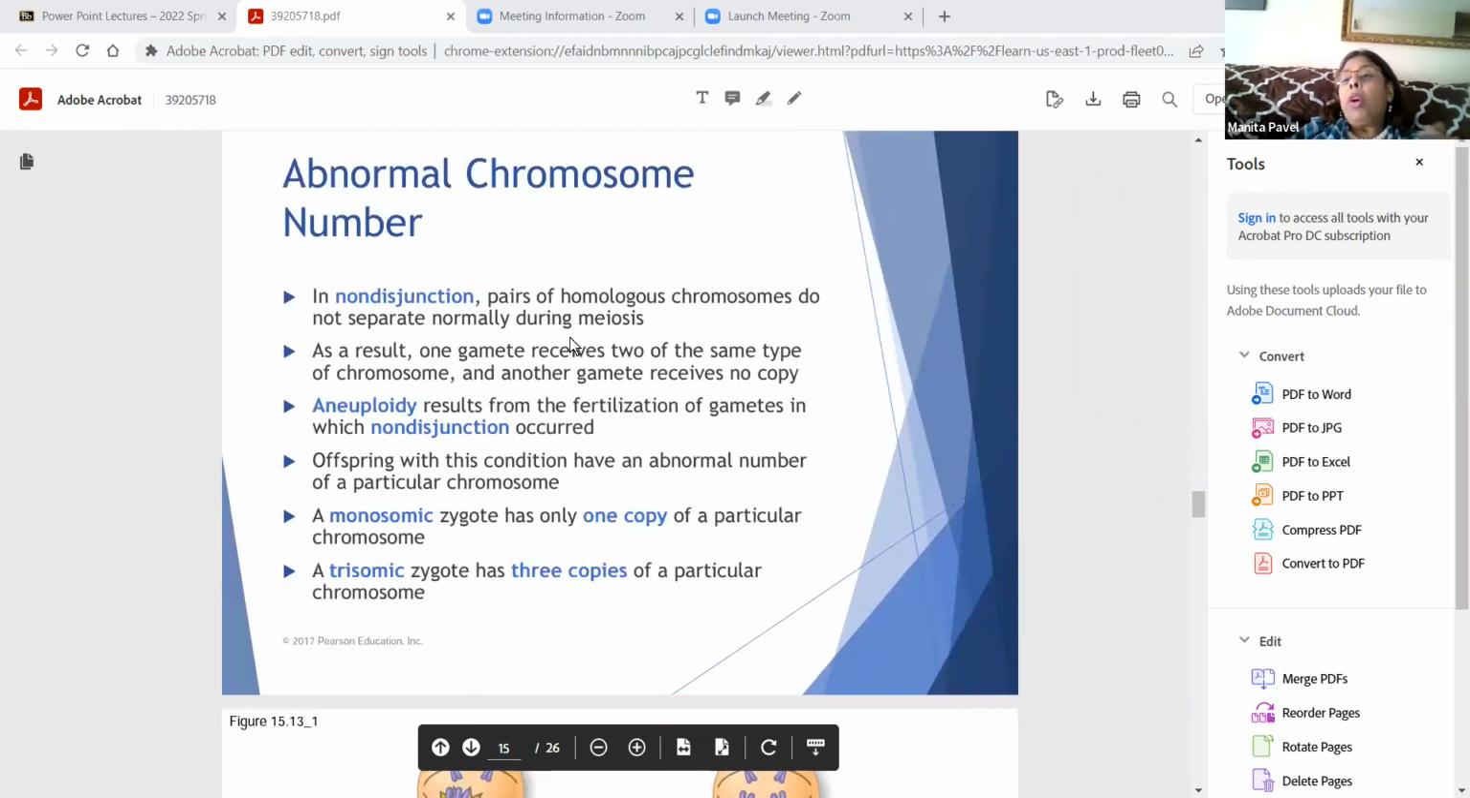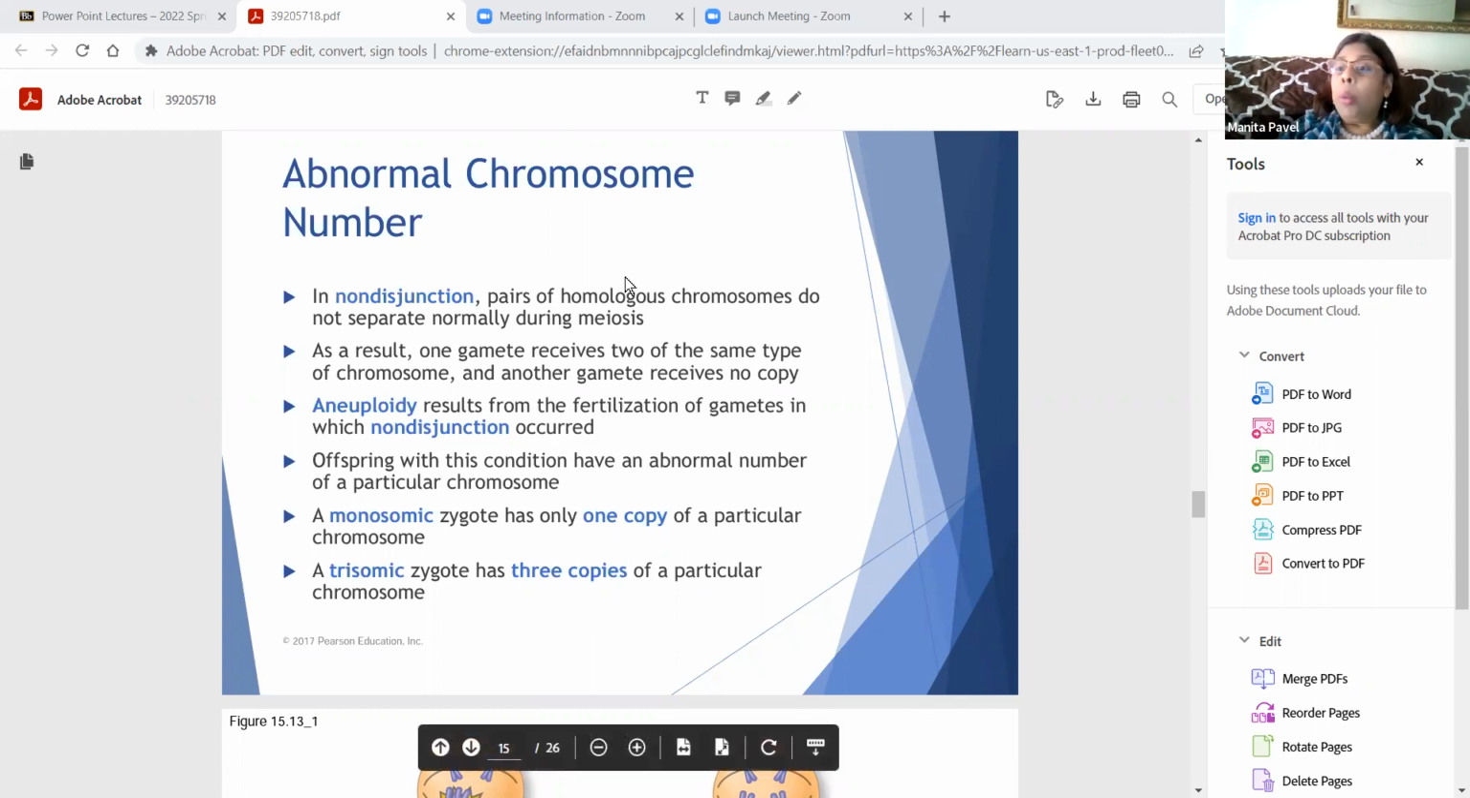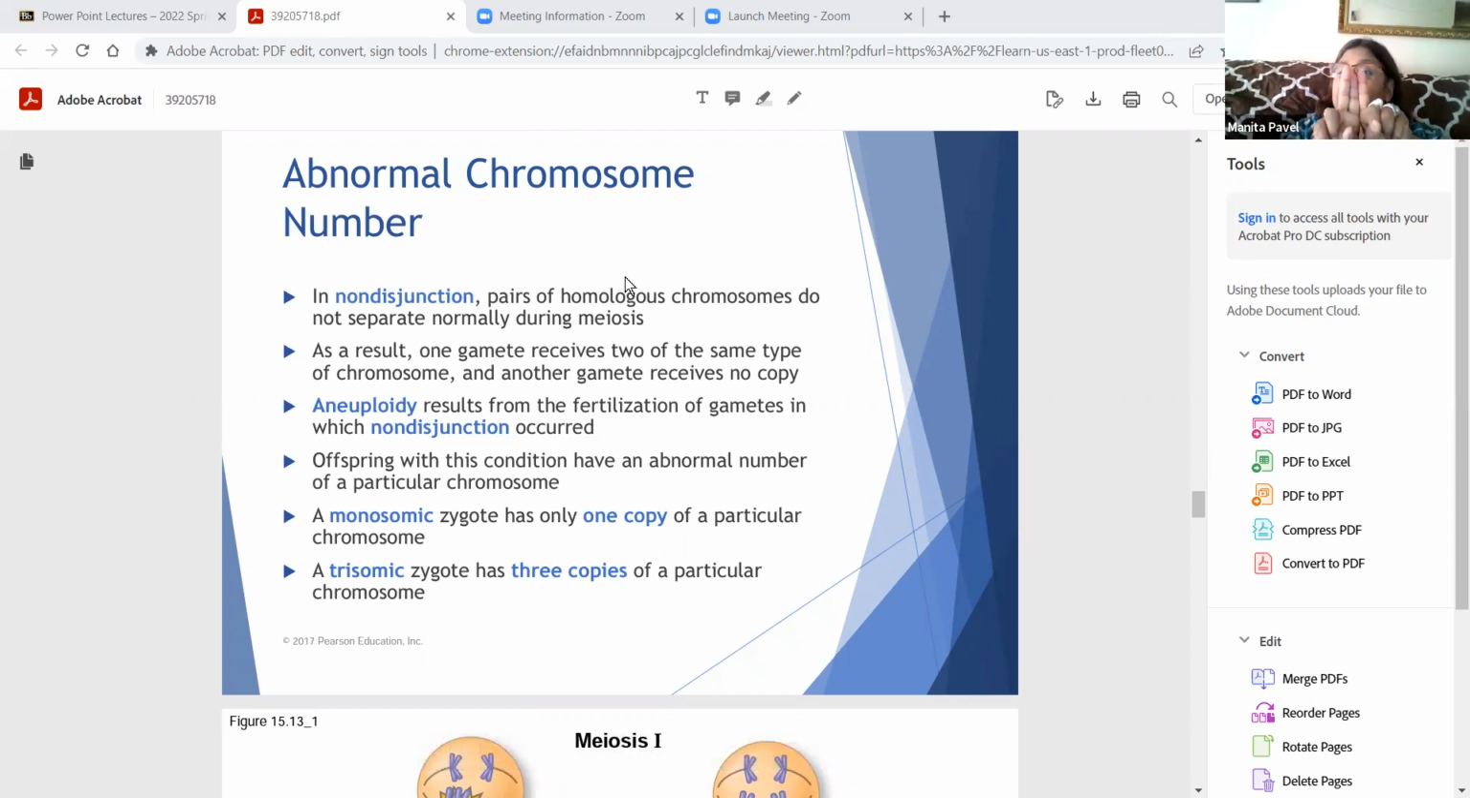We've seen abnormal chromosome number, which led to a number of genetic disorders like Down syndrome, where the individual had 47 chromosomes. They had one extra copy of the chromosome, and that was due to a process called non-disjunction, where the extra copy of chromosome failed to separate out from its pair on chromosome number 21. And as a result, one gamete received two of the same type of chromosomes and another gamete would receive only one copy.